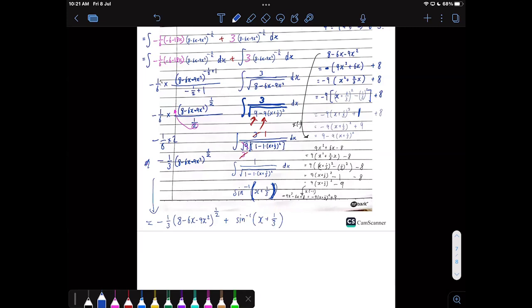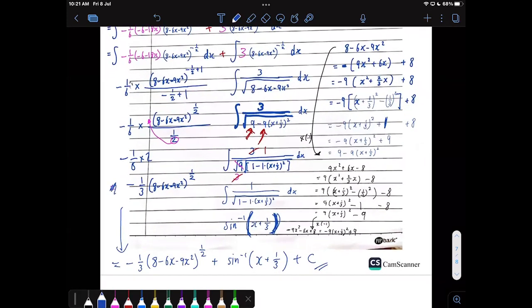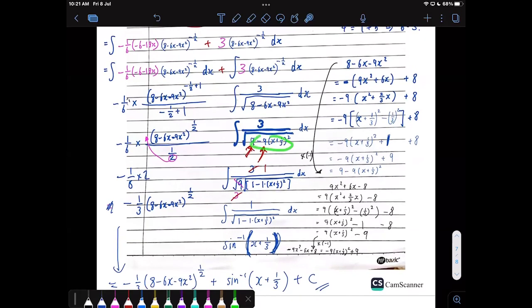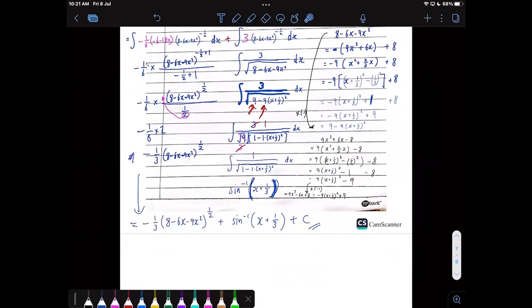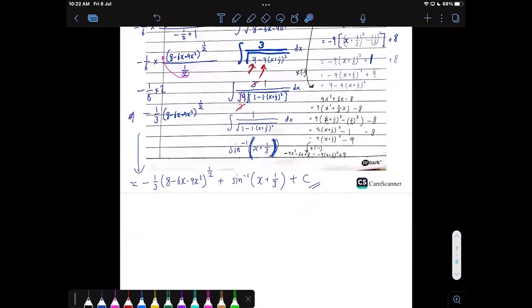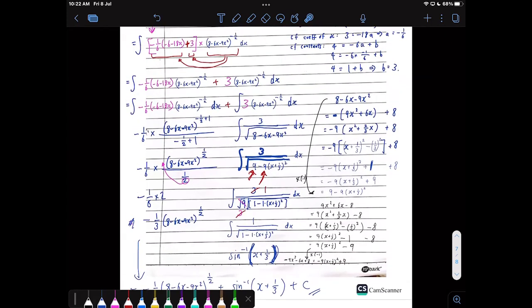What else is missing? The plus c. Very good, and that's your final answer. Okay. So basically, complete the square. And then you make sure you factor out a 9 so that you get a 1 minus 1 times bracket. Okay, let's go. Give me 2 minutes. I need to go and find some notes before I continue. Okay. And in the meanwhile, you can think about this.